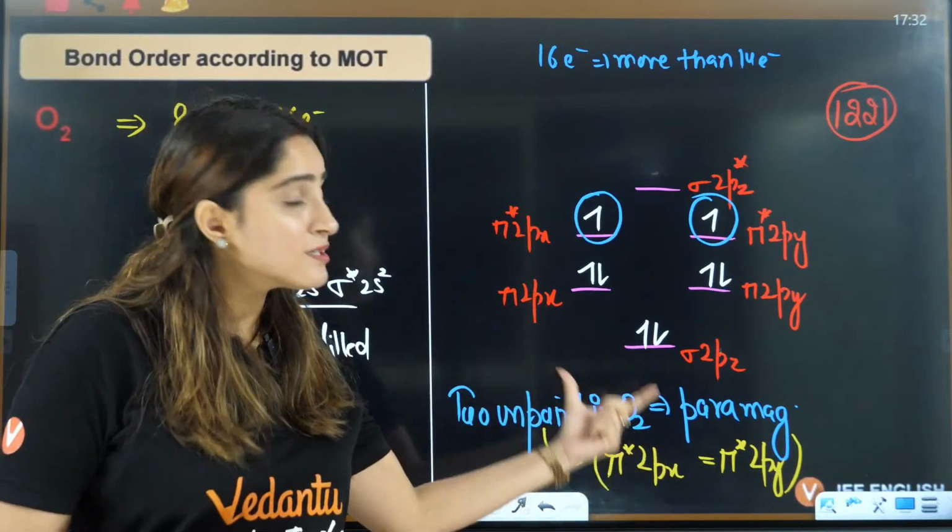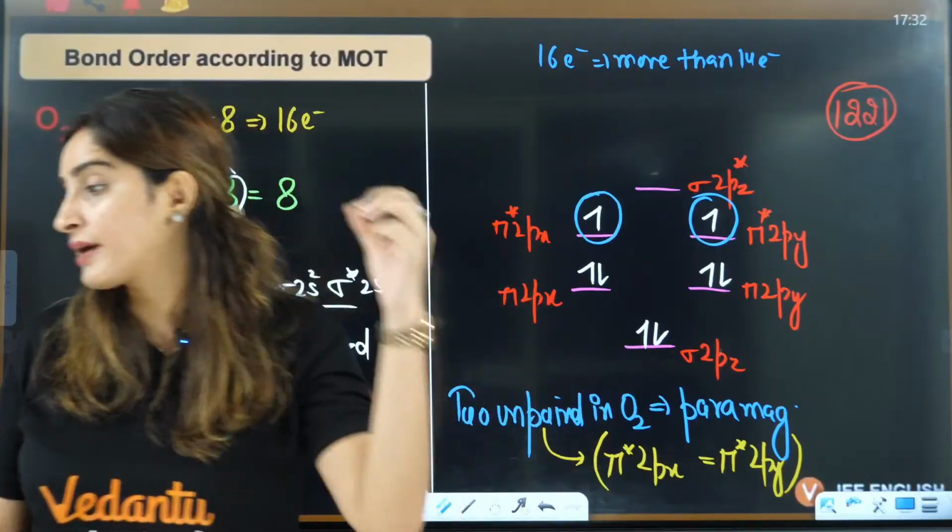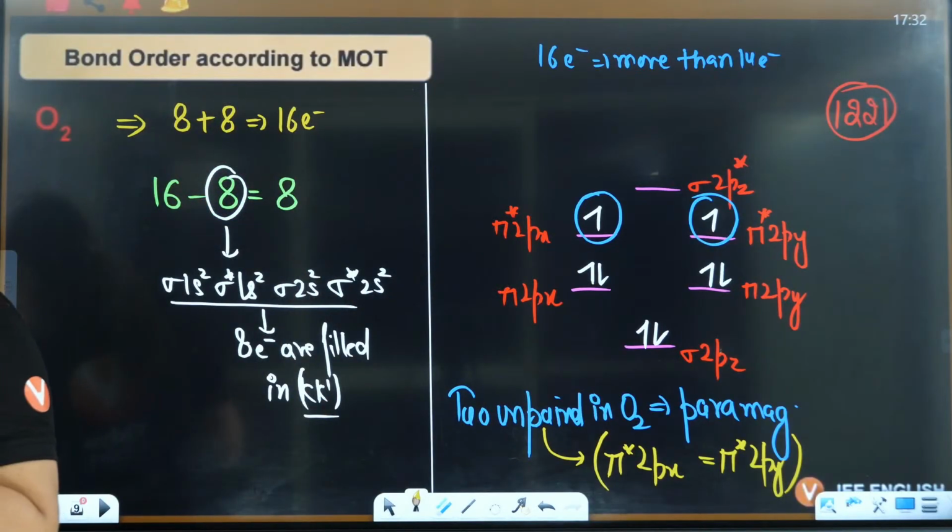So that is the reason O2 is paramagnetic in nature.